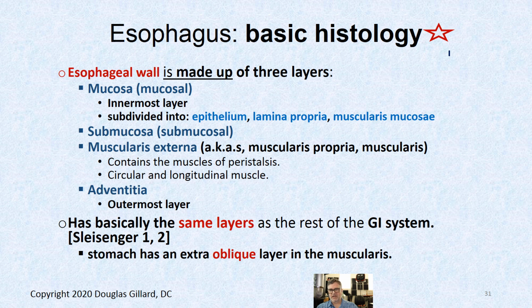I'm not going to cover this when we get into the stomach and then the small intestine and large intestine, because it's all about the same. But let's go over the histology of the esophageal wall, and it applies to everything else. The stomach has one extra layer in the muscularis externa, and that's an oblique layer. But everything else is the same. So the very innermost layer is the mucosa, and that's made up of an epithelium, a lamina propria, and a muscularis mucosae. The non-keratinized stratified squamous, that's the epithelium.